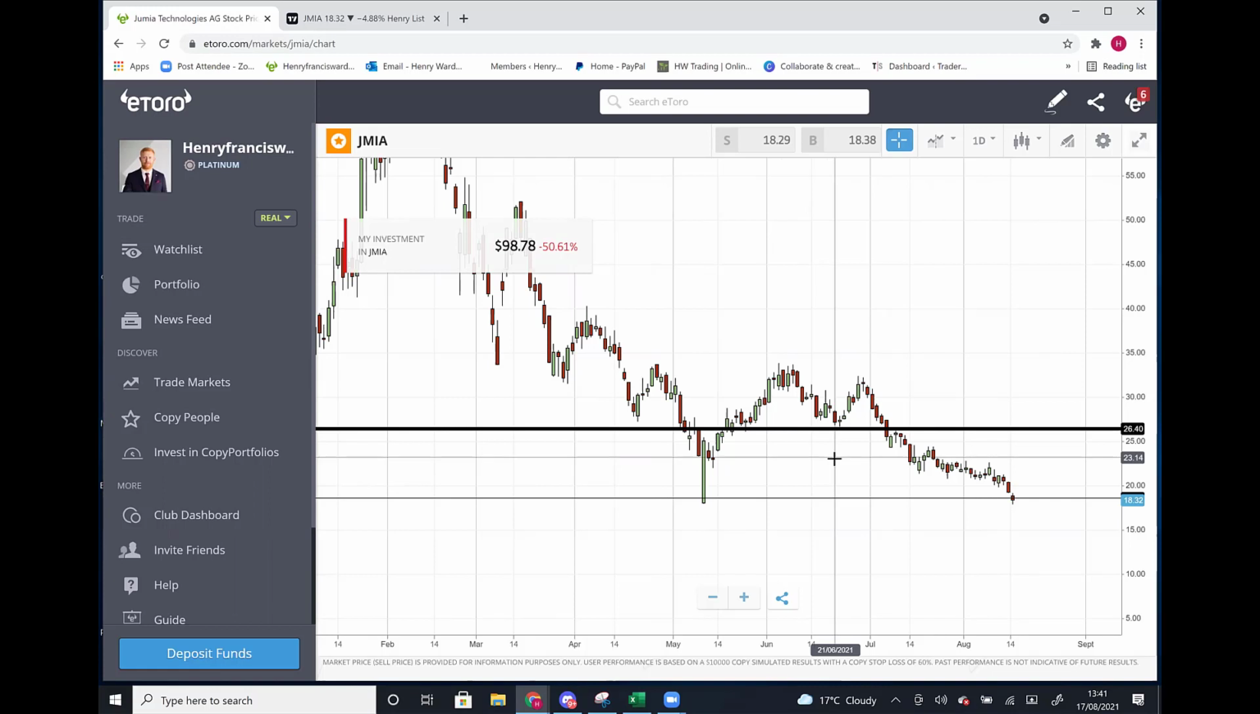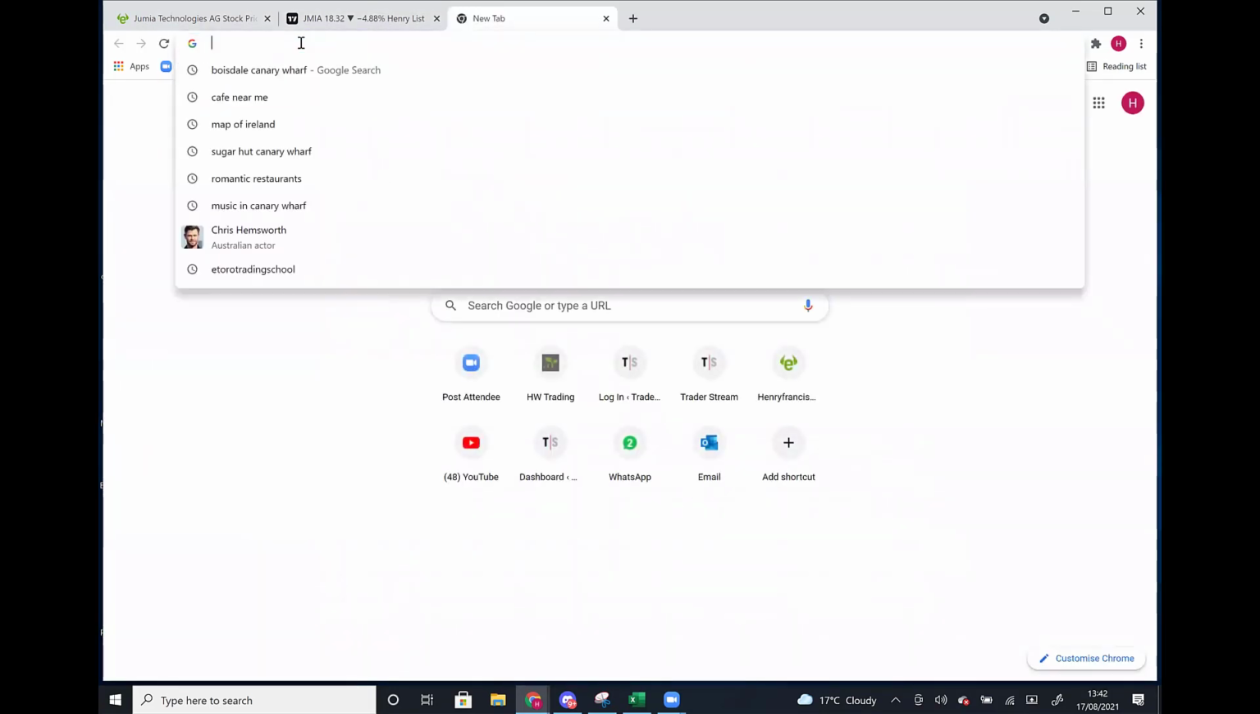How come the pre-market watch is a completely different price to TradingView? Pre-market watch sometimes is not updated or refreshed. The one that I sort of go by is here. But also, if you want to make sure and see which one is correct, just put Jemiah pre-market into Google.